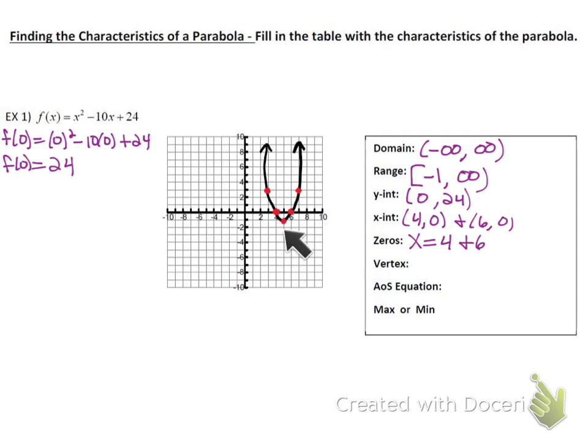Next is the vertex. In this case, we have this low point here, our vertex. Remember, all ordered pairs are x, y. So that ordered pair in this case is 5, -1. Our axis of symmetry equation is always going to be x equals the x value of the vertex. The x value of this vertex is 5. So we have x equals 5 for our axis of symmetry equation. And then lastly, is the vertex a maximum or a minimum point? The vertex on this particular graph is the lowest point, so we're going to go ahead and circle minimum.